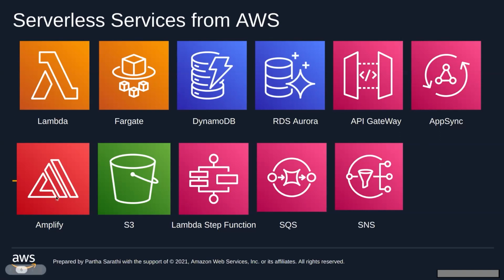And then Amplify is one of the biggest platform services from AWS. Actually, it is not a single service. It is used as a framework or platform for your serverless application building process to connect all these services. You can connect Lambda, DynamoDB, API Gateway, AppSync, S3, and all other services inside Amplify, and make your application in such a way that they are communicating with each other.